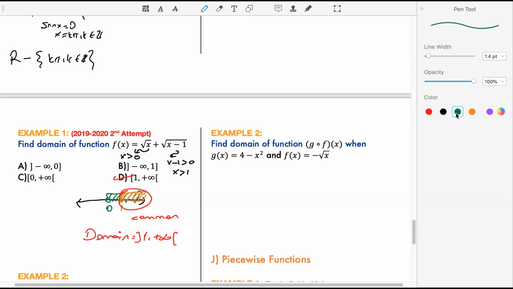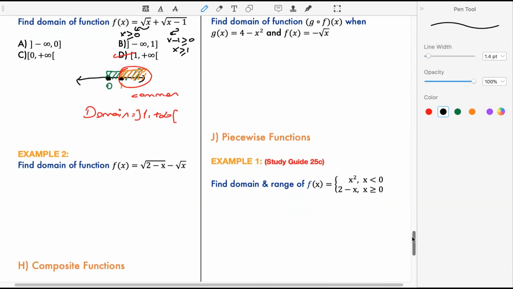Excuse me, I wrote this wrong. It's supposed to be greater than or equal to, so they are included. This is a radical, so under the radical, it's greater than or equal to 0. So option D is true.